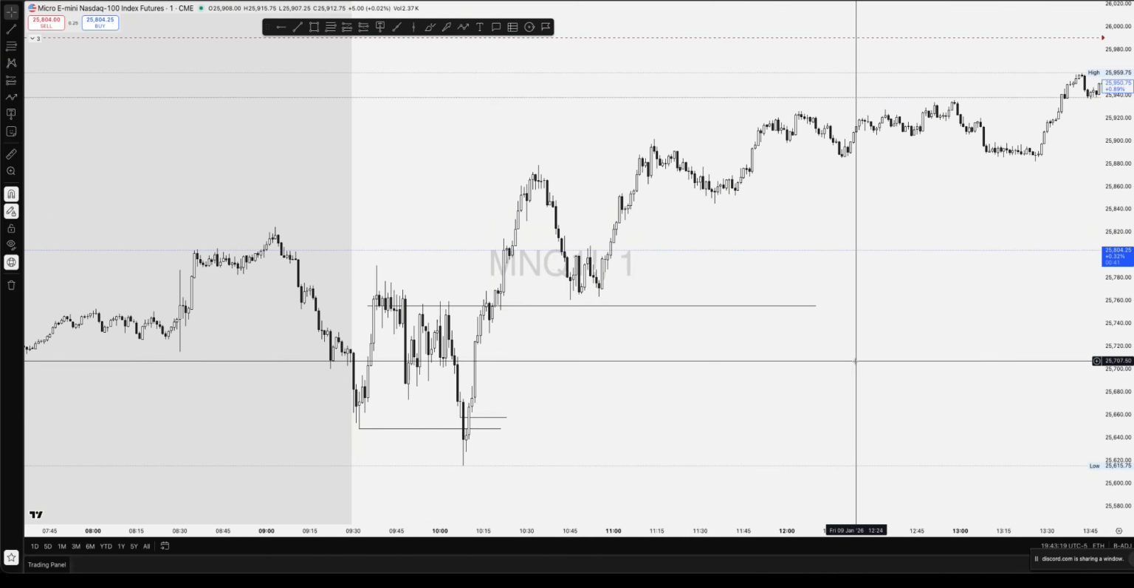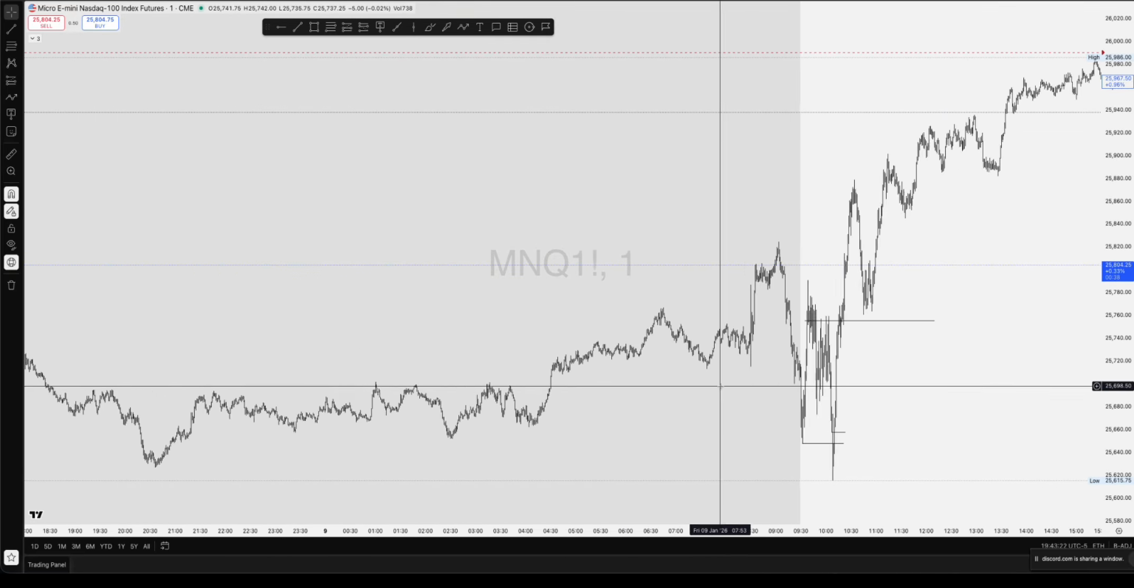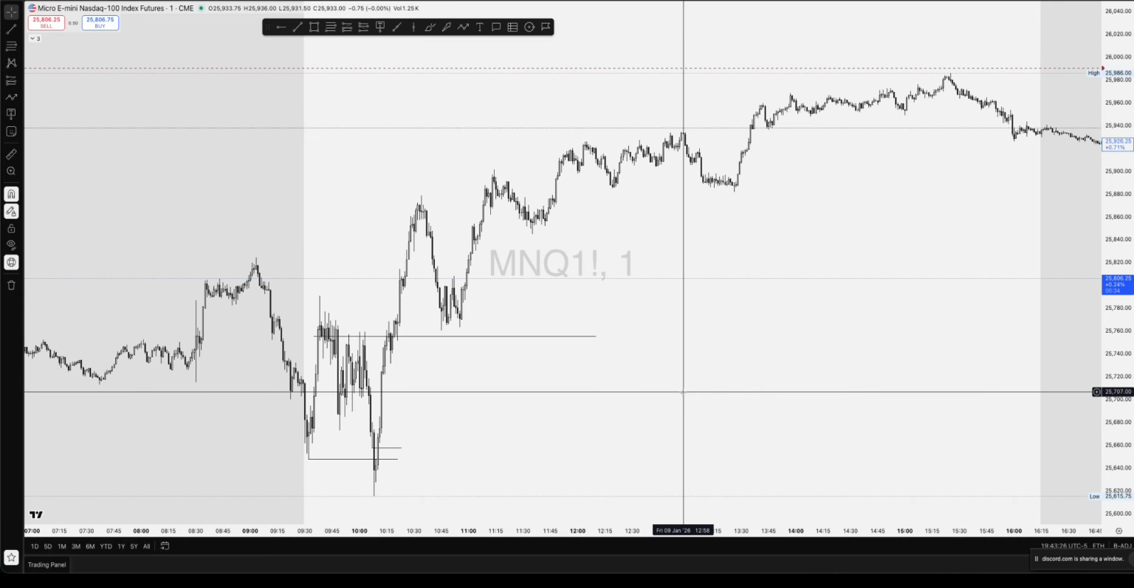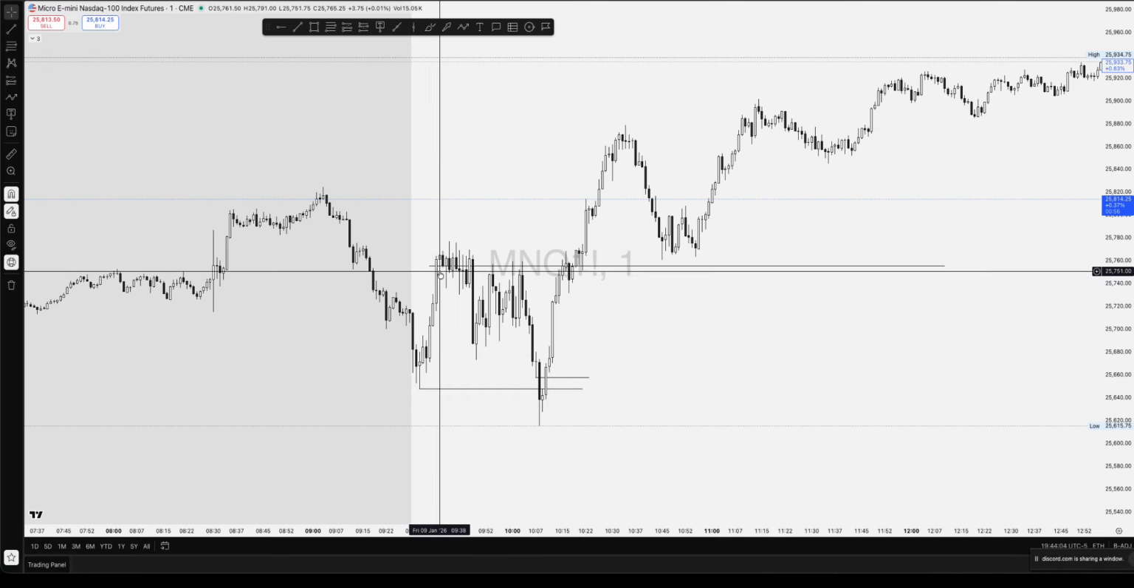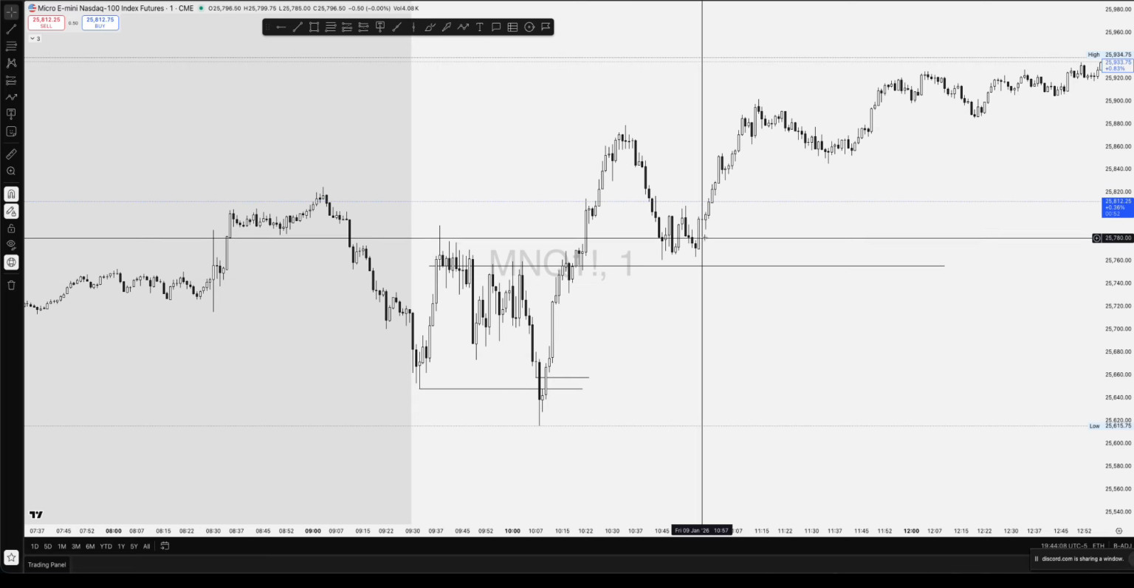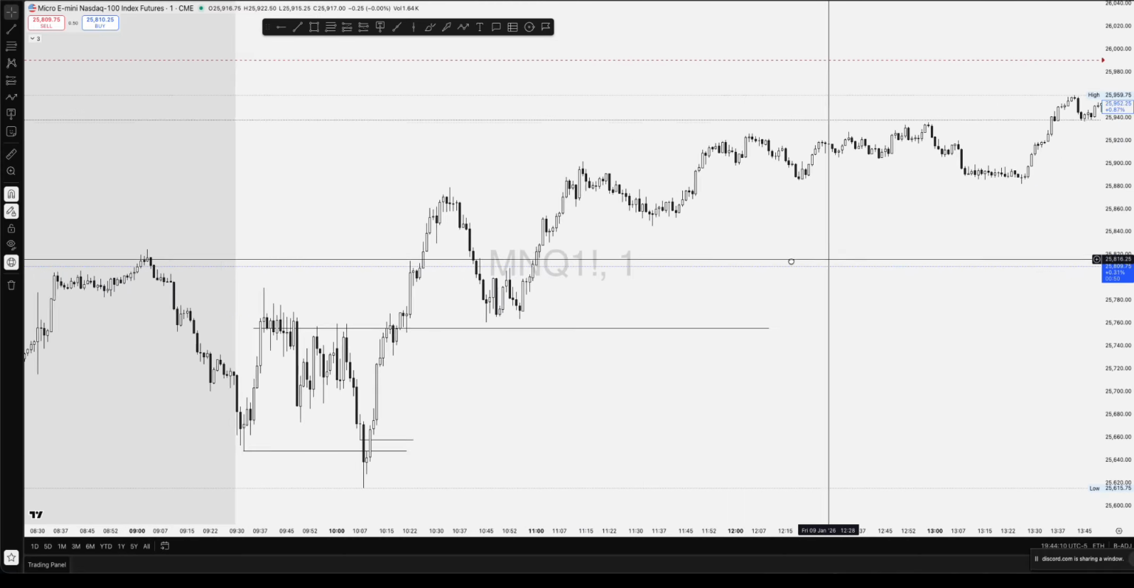This was Friday, wasn't it? This was Friday, yeah, this was Friday. So we took 3 trades Friday. One trade we took here, the second trade we took here, the dump that was here to this area, and then the third we took from here to the upside.